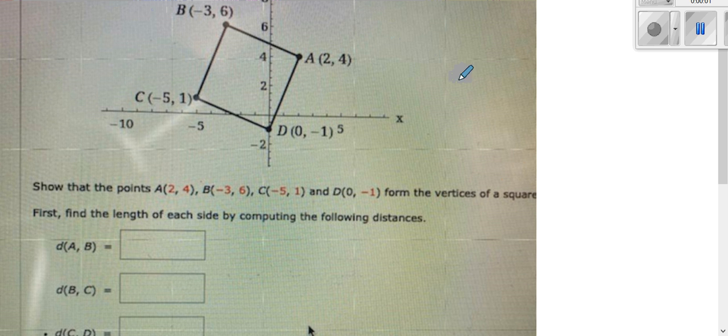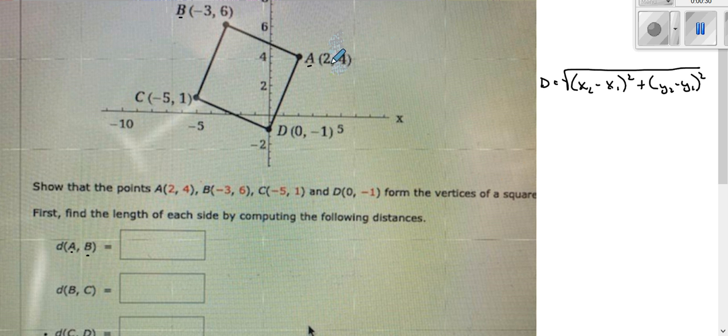All right, so I'm going to start by doing the distance formula. The distance formula is the square root of x2 minus x1 squared plus y2 minus y1 squared. And when I have kids do this problem, I usually tell them to just start by going to your 2 points. So in this case, we're going to find the distance from A to B. Here's point A, here's point B.